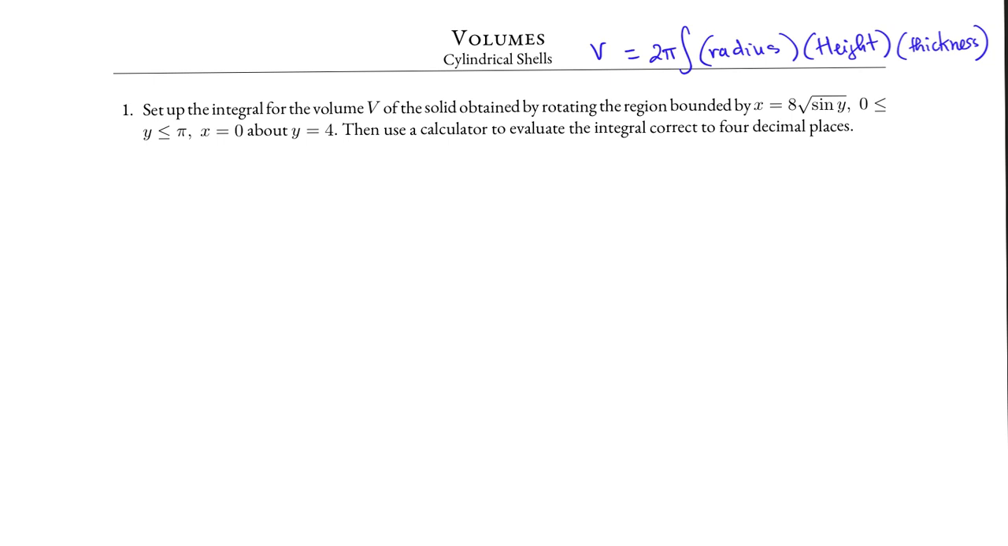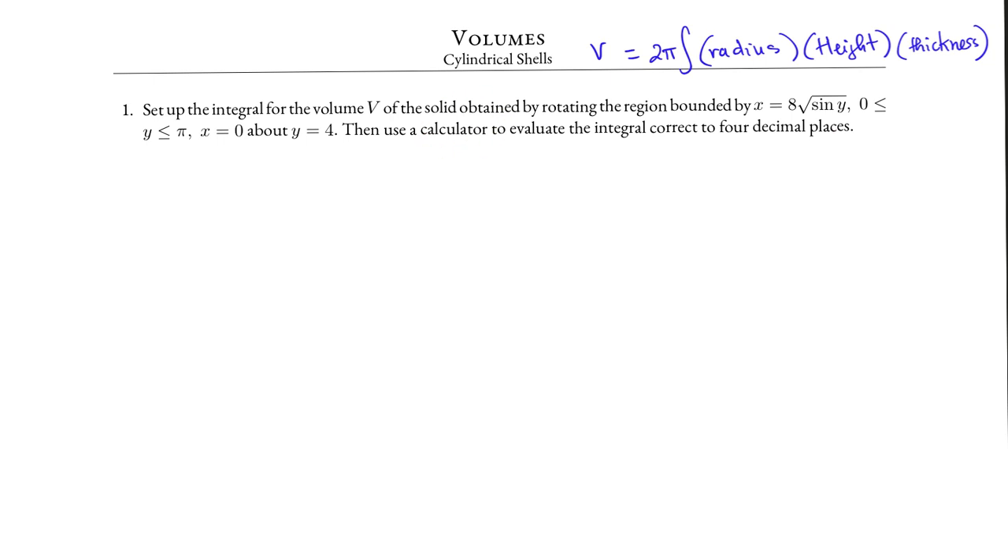For example, set up the integral for the volume of the solid obtained by rotating the region bounded by x equals 8 sine y, where y is between 0 and pi, and the line x equals 0, which is the y-axis, about the line y equals 4. Then use a calculator to evaluate the integral correct to 4 decimal places. Usually, I use decimals.com to evaluate the integral if you have access to decimals.